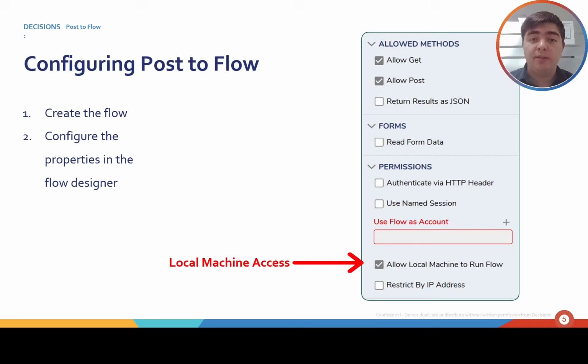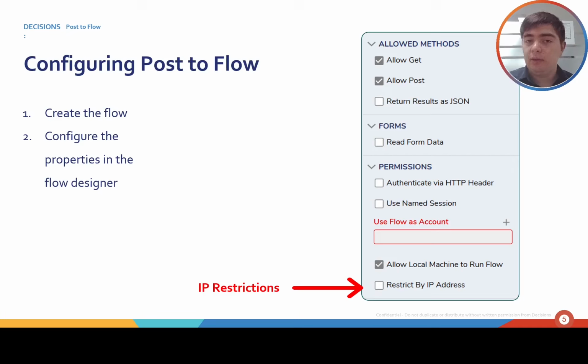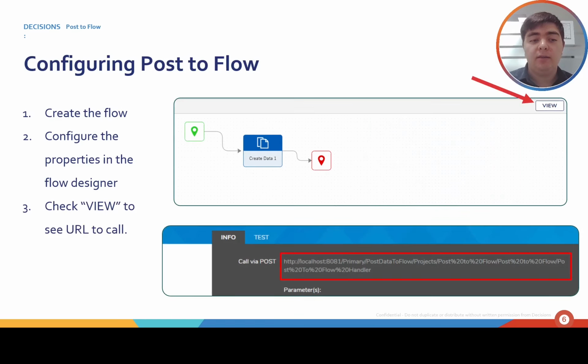If this option is disabled, requests that originate from the local machine will not be able to run this flow. And then restrict by IP address. You can restrict the calls that are coming in to run this flow based upon the IP that is calling this. Okay, so after all of that is configured, you then want to check the view to see the URL.